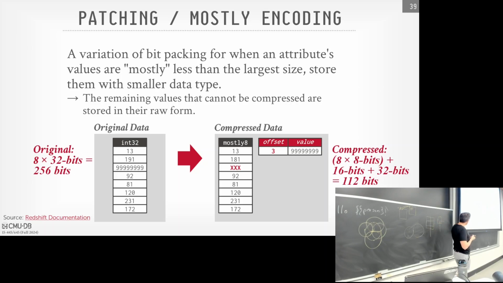So in this example here, again, the original data was 256 bits, but with the bit pack scheme plus the table to keep track of the outliers, it's 112 bits. I'm showing toy examples here, but again, think in terms of billions of tuples.